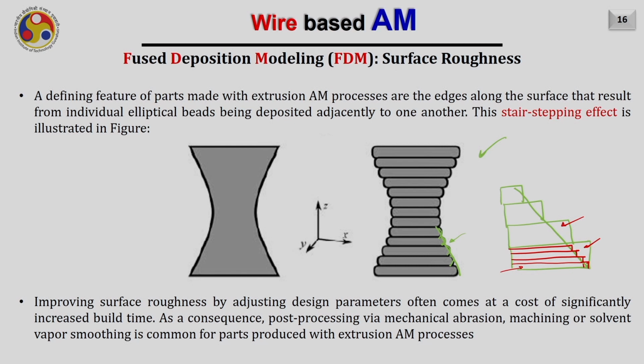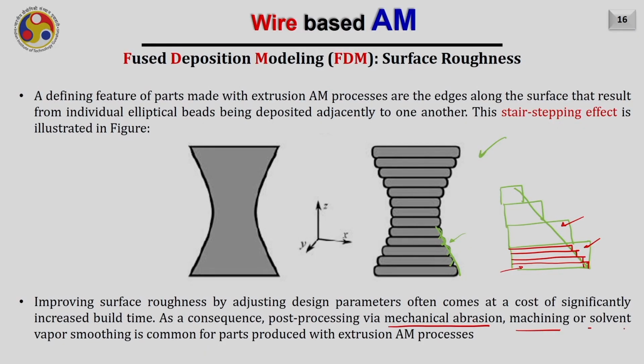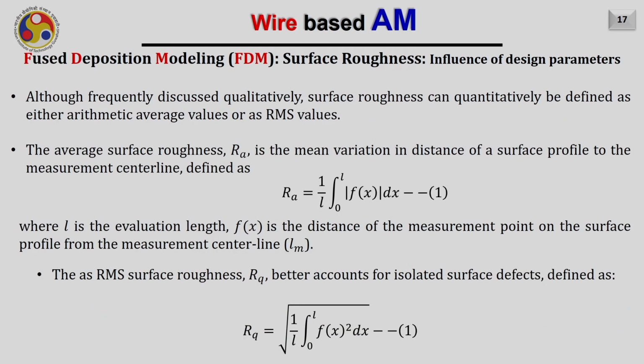To make this compromise, let us try to predict what this RA value will be for a particular part which is getting deposited at a slant angle. Of course, there is a possible solution: after producing the part by FDM or these machines, you go for a post-processing operation such as mechanical abrasion, machining or solvent vapor smoothing of the part. In that case, you deposit with thick layers and later on you can remove this staircase by utilizing a post-processing operation.